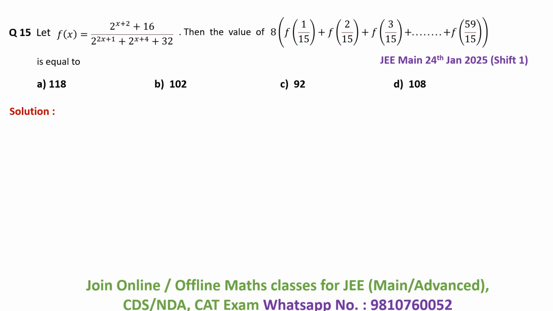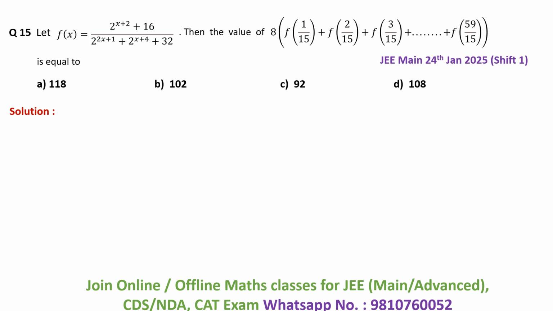It says let f(x) equal to (2 to the power x plus 2 plus 16) whole divided upon (2 to the power 2x plus 1 plus 2 to the power x plus 4 plus 32). Then the value of 8 times, inside the bracket, f of 1 upon 15 plus f of 2 upon 15 plus f of 3 upon 15 and so on till f of 59 upon 15, is equal to.